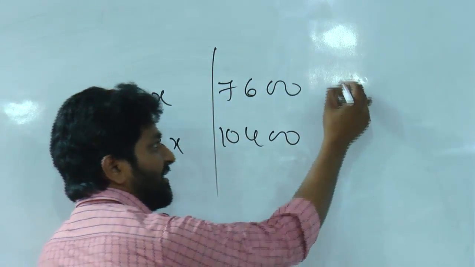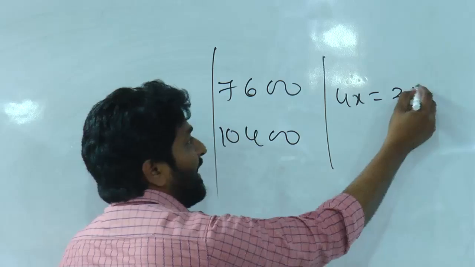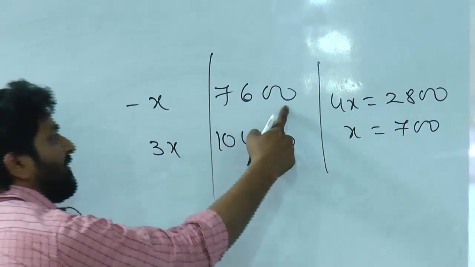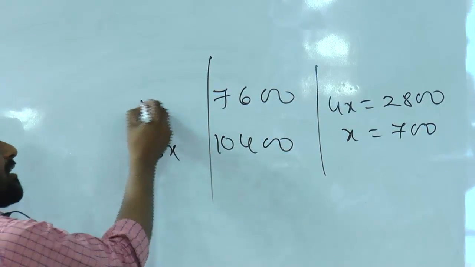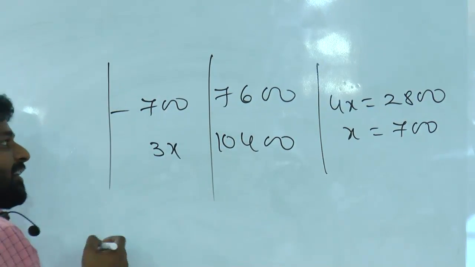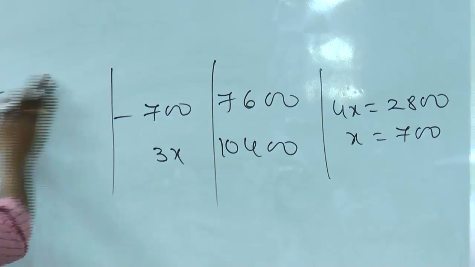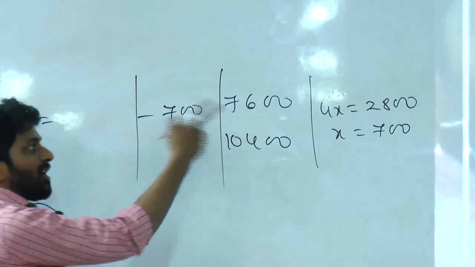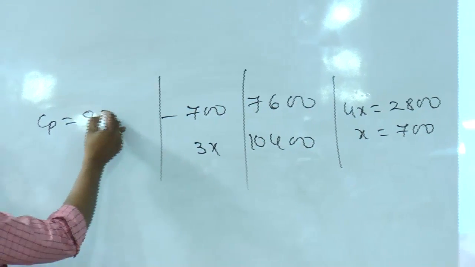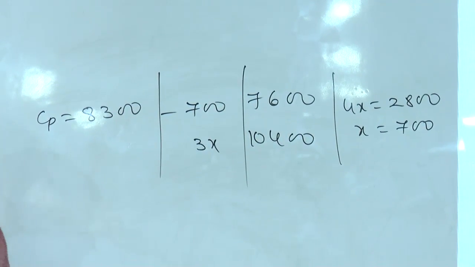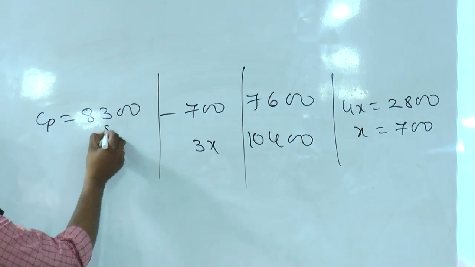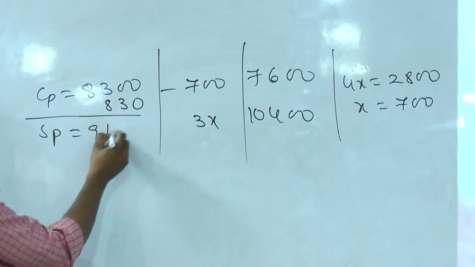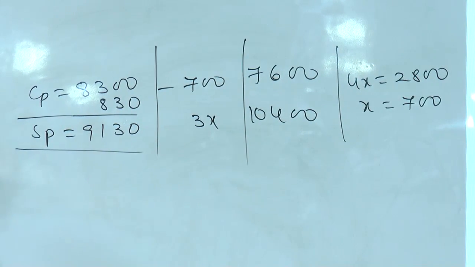So if 4X is equal to 2,800, X is equal to 700. By selling it for 7,600, he made a loss of 700 rupees. In that case, the cost price becomes 8,300 and you are expecting a profit of 10%. 10% of this number is 830. Then the selling price becomes 9,130.